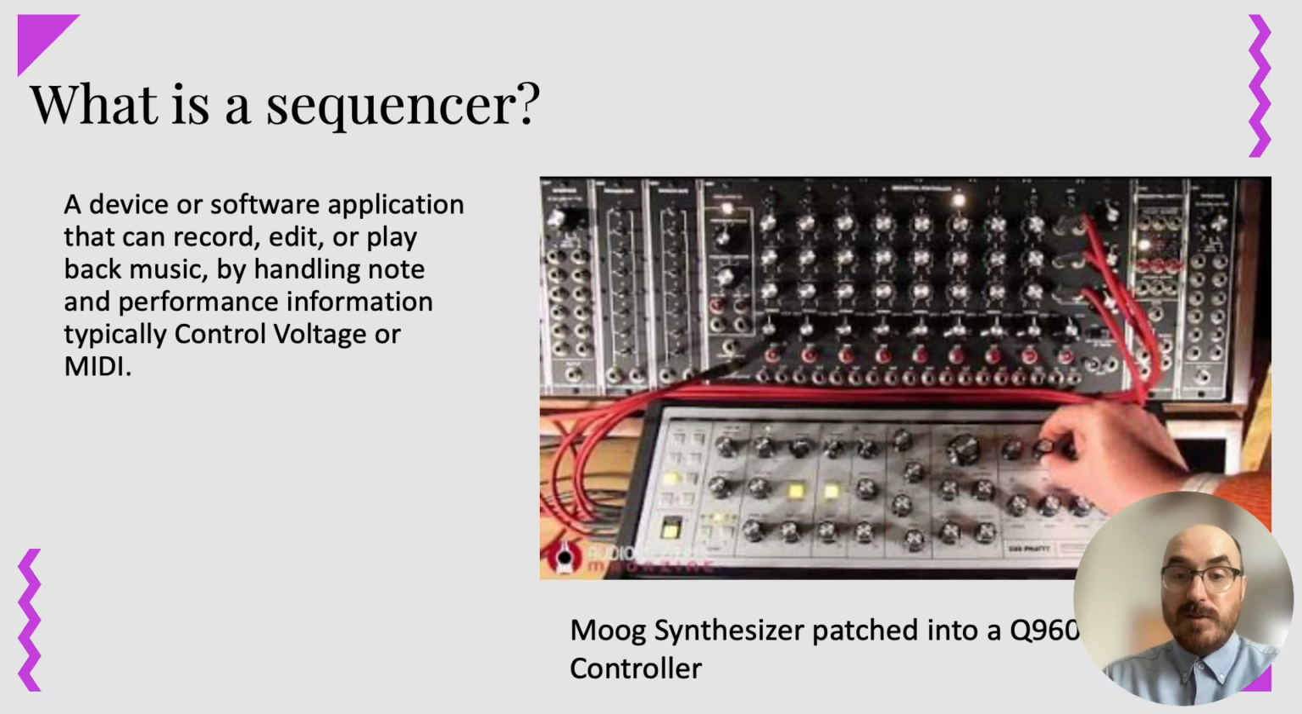So the first sequencers were not digital at all, but were controlled by voltage. So basically, to define what a sequencer is: the device or software application that can record, edit, or play back music by handling note and performance information, typically control voltage or MIDI. So you can say, here's your pattern. Your pattern could be all the same note. Right? So that's a very simple pattern, but you can also change other parameters.